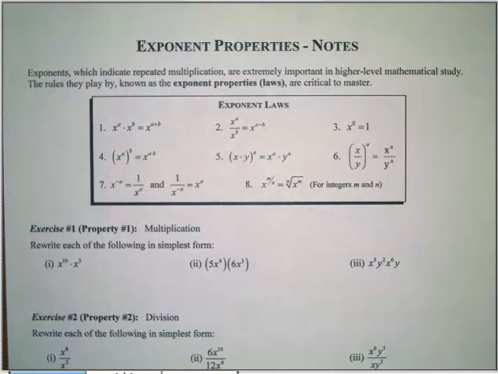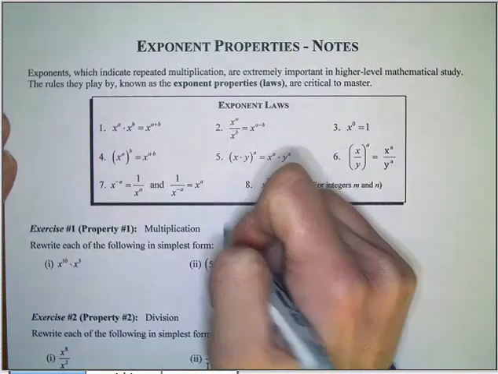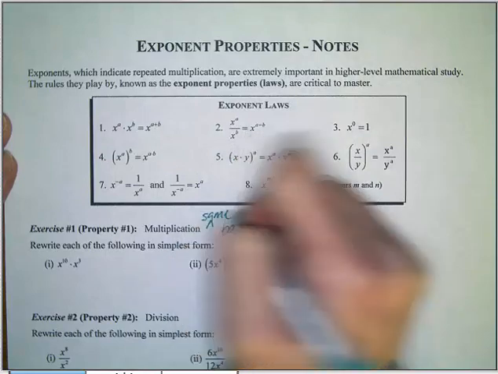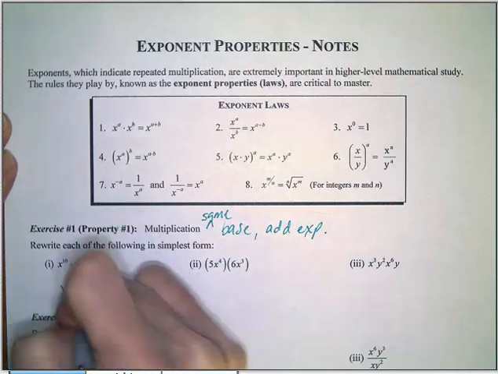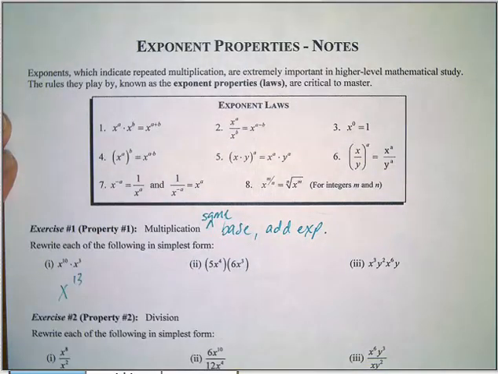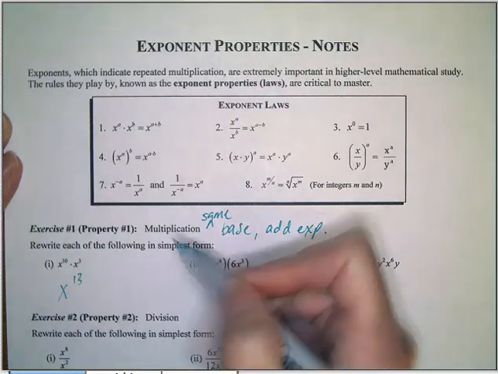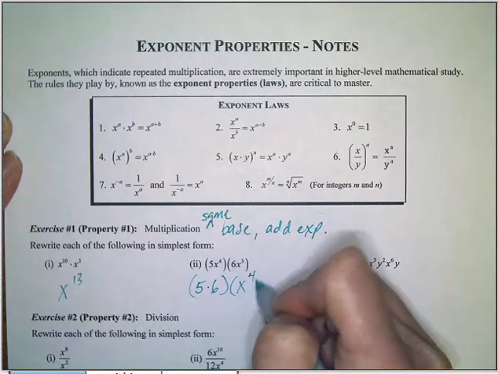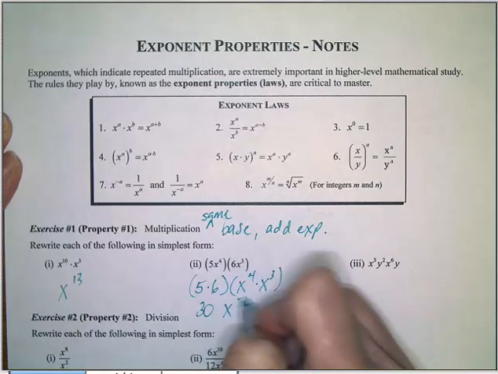So when we multiply, and they have the same base, we add the exponents. But remember, the base must be the same, okay? So same base, add the exponents. So we have x to the 13th. If there are numbers in front, coefficients, you still have to multiply those. So we have 5 times 6, and then we have x to the 4th times x to the 3rd. So this is 30 x to the 7th.